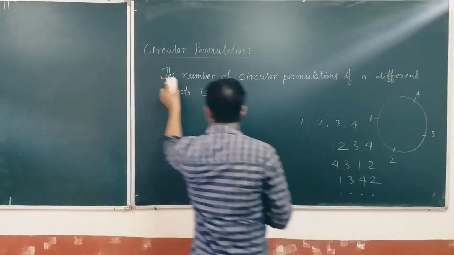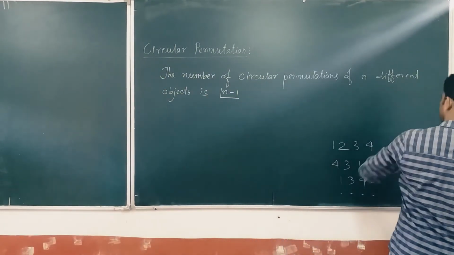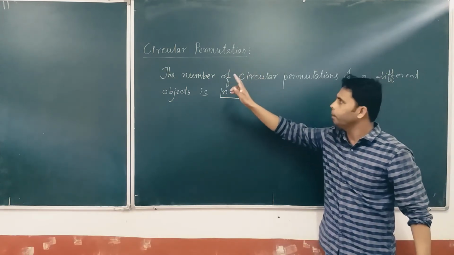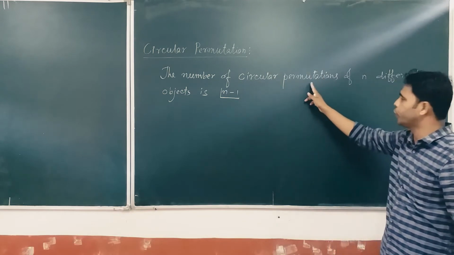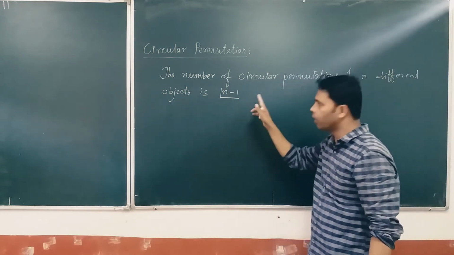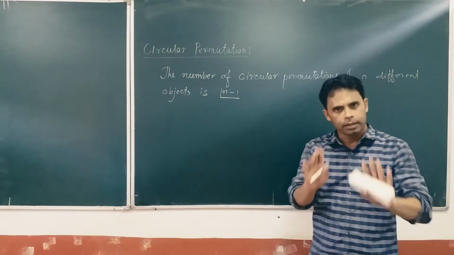So first of all you write this line. Circular permutation mean the number of circular permutations of n different objects is factorial of n minus 1. This is the theory.